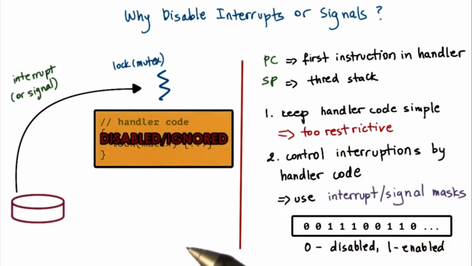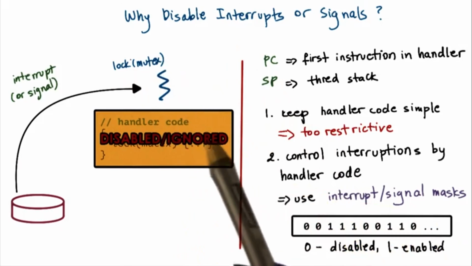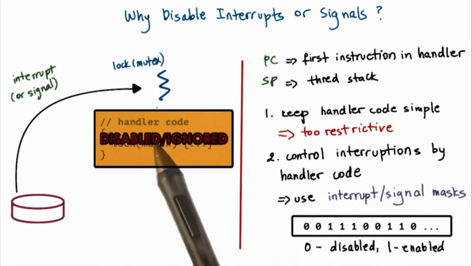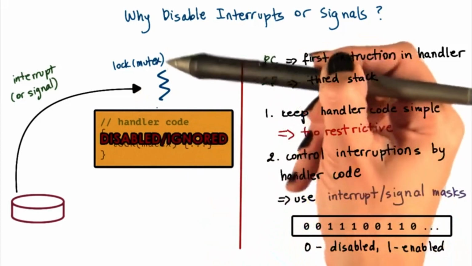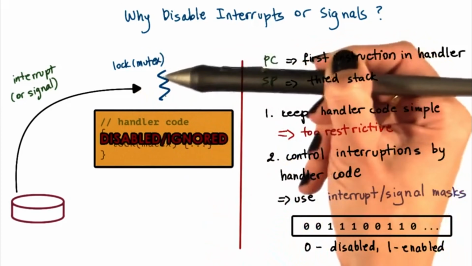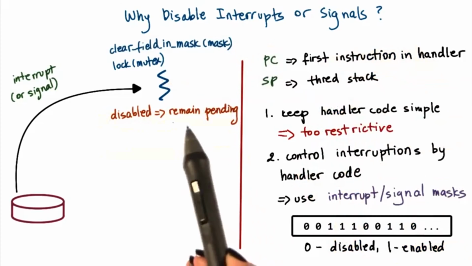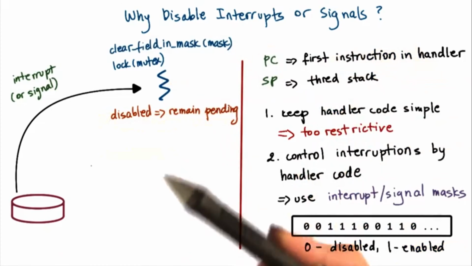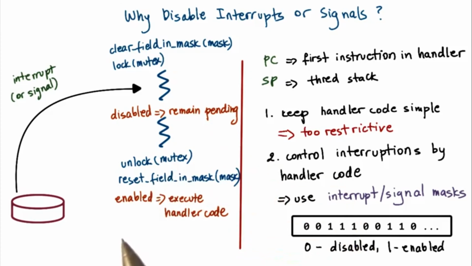To solve the deadlock situation that we described, the thread, prior to acquiring the mutex, would disable the interrupt. So even if the interrupt occurs, it will be disabled and it will not interrupt the execution of the thread. It will not interrupt this critical section. If the mask indicates that an interrupt is disabled, then it will remain pending until a later time. Once the lock is freed, once we perform an unlock operation on the mutex, the thread will then reset the appropriate field in the mask.